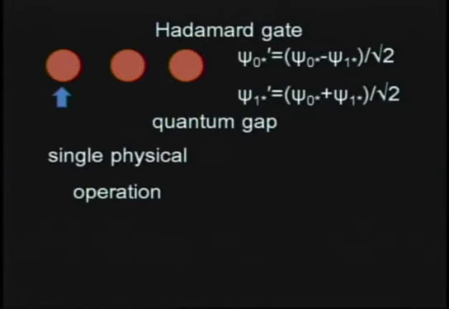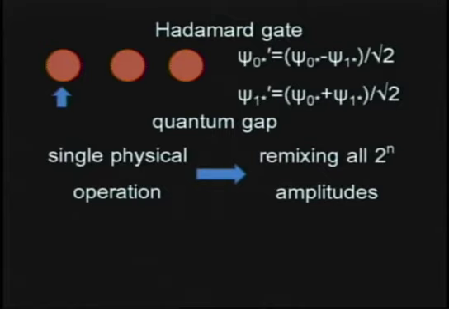You can see the quantum gap, by the way, just as we saw before. Where we see it is that we have a single physical operation which is remixing all 2 to the n of the amplitudes. It's incredibly complicated remixing. If you actually write it all down, it does an amazing thing, but you're just doing one thing physically, so there's no direct correspondence between the 2. This is part of the key to the power of quantum computing.